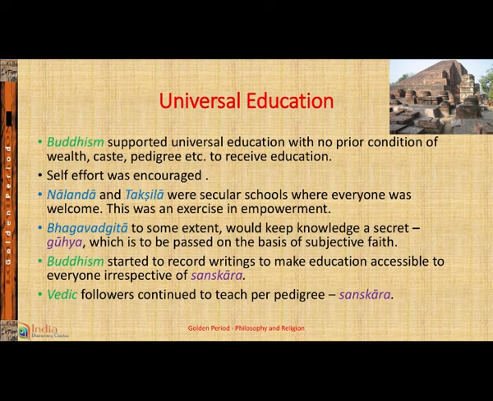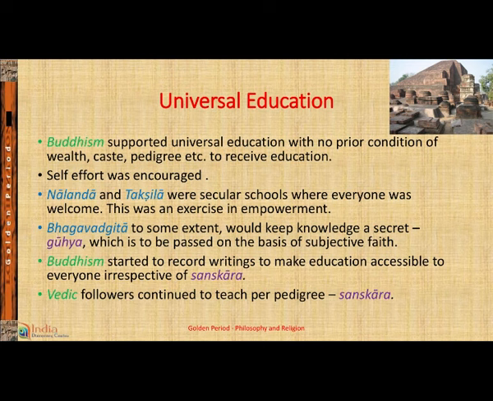So what this empowerment did was start an era of universal education. Buddhism supported universal education, so you don't have to be from a particular caste, creed, wealth or pedigree. You can have the knowledge if you have the ability to do so. Self-effort was encouraged during that time, so you can attain anything with your self-efforts. We observed in the previous presentations that Nalanda and Takshila were secular schools, and everybody was welcome. They were university quarters of education.